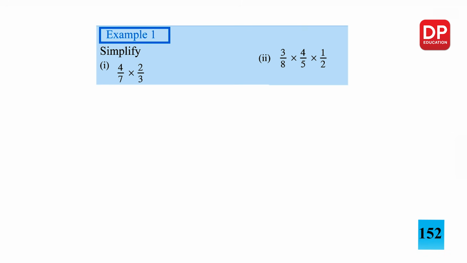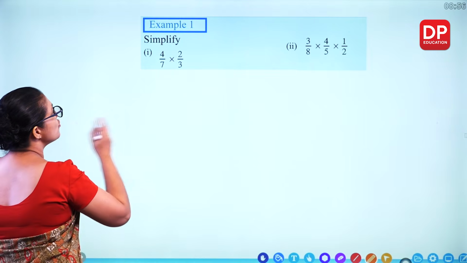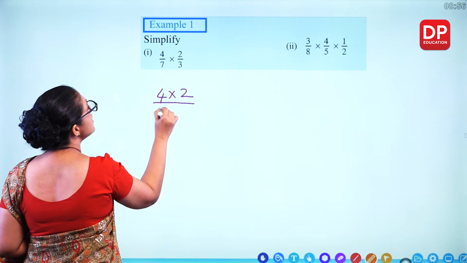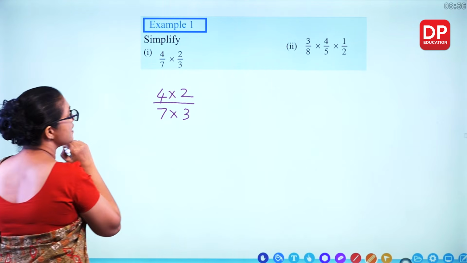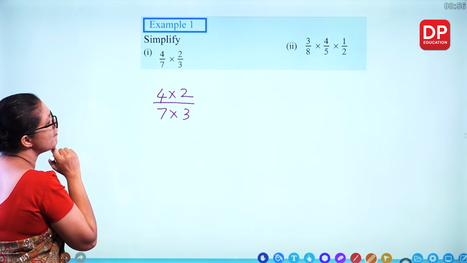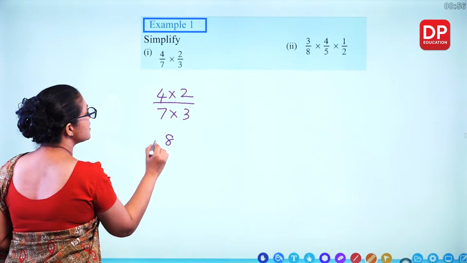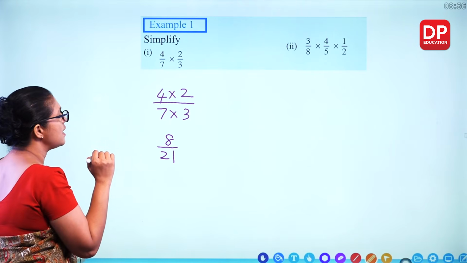Example number 1. Fraction multiplied by another fraction. So you do the normal way. Multiply the numerators separately, denominators separately. Now see whether you can simplify. You can't simplify. So 4 times 2, 8. 7 times 3, 21.